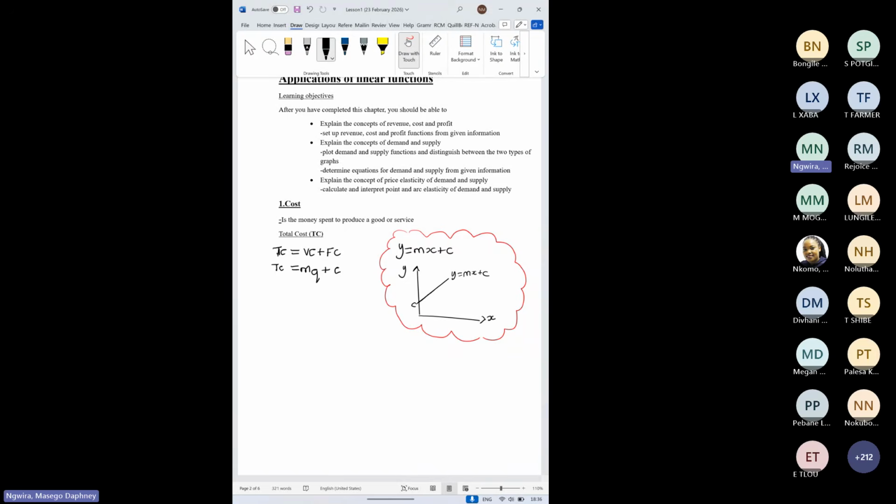For now, just bear with me. I'm trying to explain the graphical method, and then I'll go back to the letters that we use. I'm trying to make you understand the different functions: your cost, your total cost, the revenue, and then the profit. Is it fine? Then I will go into calculations.